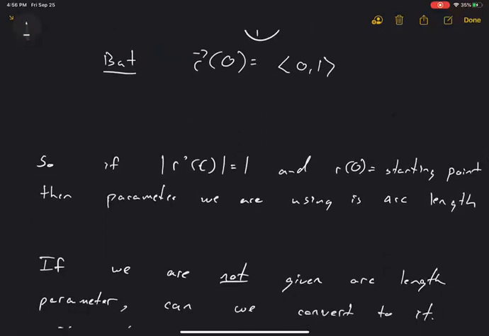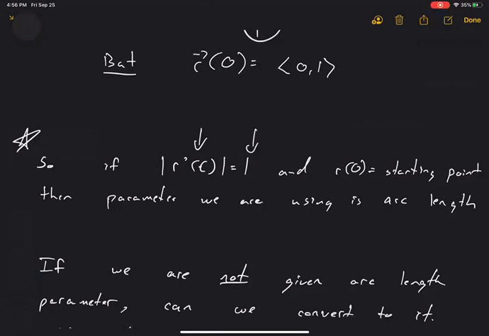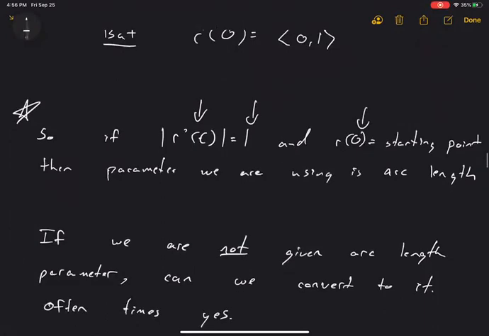So the short story is, if I'm trying to test to see if something is parameterized in terms of arc length, what I do is I find the magnitude of r prime of t, and then that needs to be 1. And then when I plug 0 in for my parameter, I need to be at my starting point, whatever starting point I'm given. Okay, if both of those things are true, my curve is parameterized in terms of arc length.